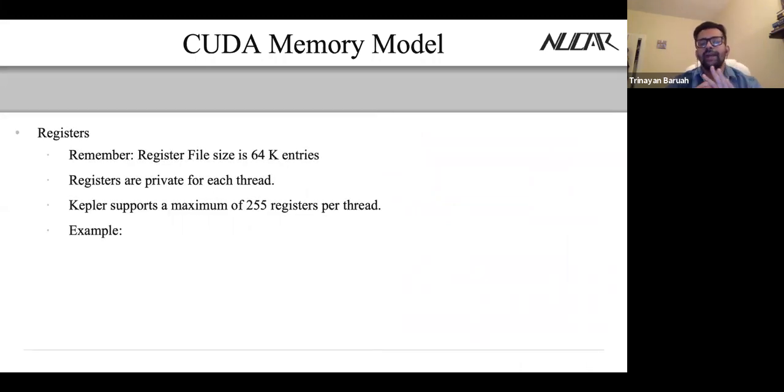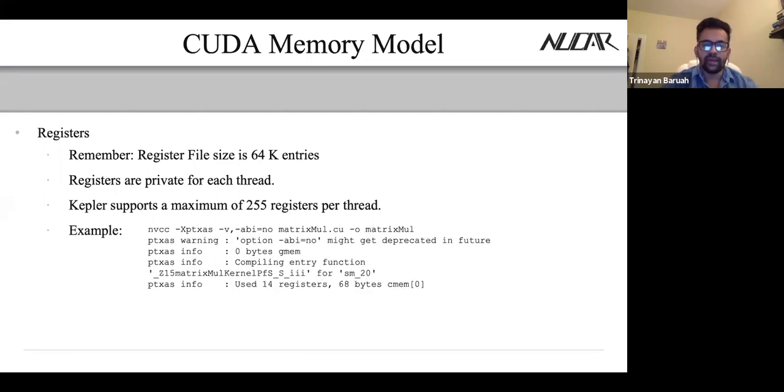The size of the register file is 64K entries, and this is for this generation of GPUs, like the Kepler GPU that we are talking about. I'm not sure, the newer ones might have a larger register file. You can check that. Those specs are usually available publicly. These registers are private for each thread, and the Kepler architecture that we're talking about supports a maximum of 255 registers per thread.